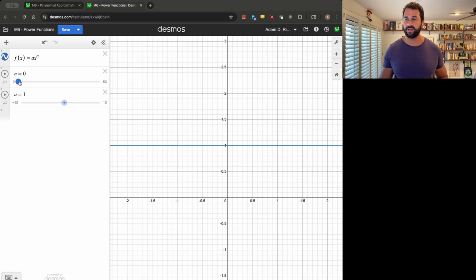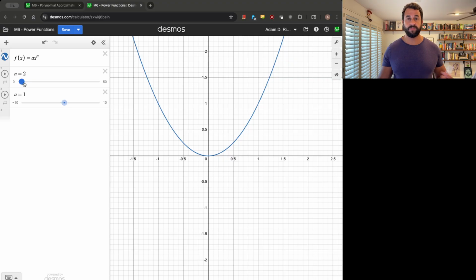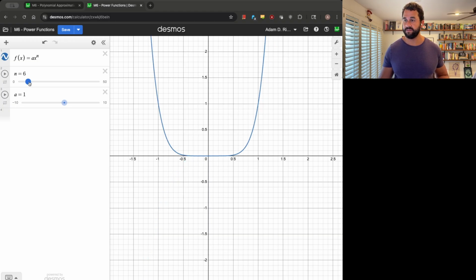Now, as we increase the degree, when n is 1, we get a times x. Right now, a is just 1. So we get the identity function, f of x equals x. When the degree is 2, you get a quadratic, a parabola. When it's 3, you get a cubic function. These are graphs that you've seen in the past. Now let's continue to increase the degree. When n is 4, 5, 6, 7, 8, 9, 10, 11, 12. Let's just keep going up.